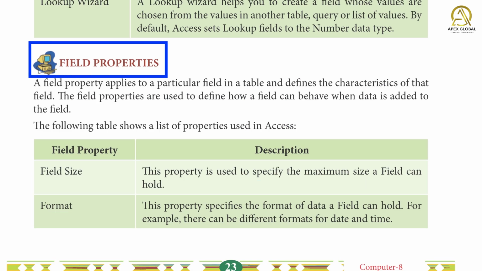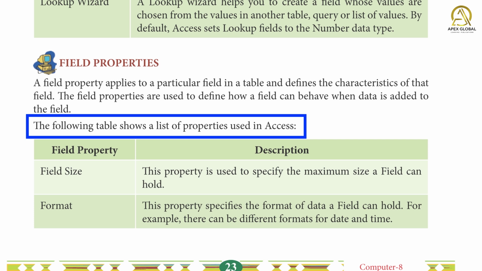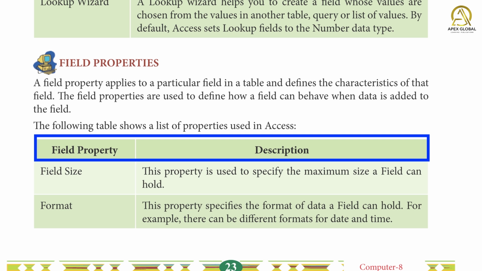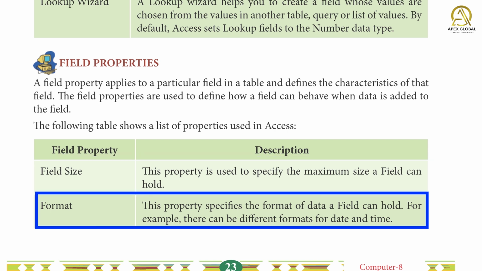Field properties. A field property applies to a particular field in a table and defines the characteristic of that field. The field properties are used to define how a field can behave when data is added to the field. The following table shows a list of properties used in Access. Field property. Description. Field size. This property is used to specify the maximum size a field can hold. Format. This property specifies the format of data a field can hold. For example, there can be different formats for date and time.